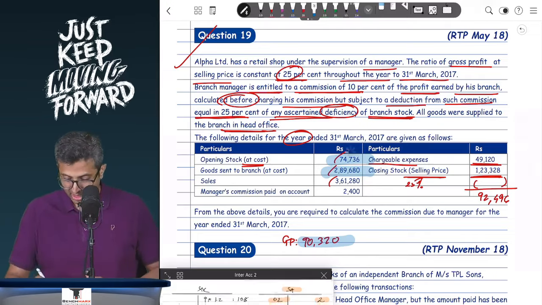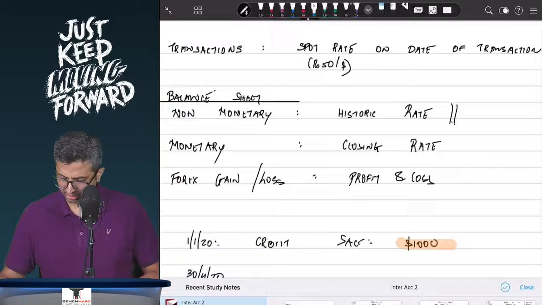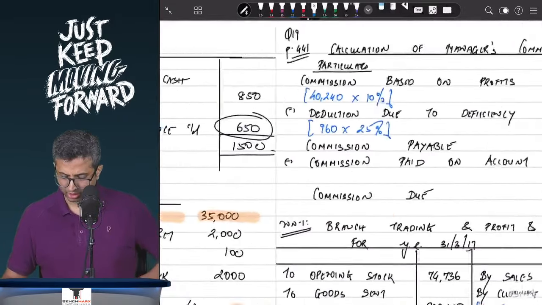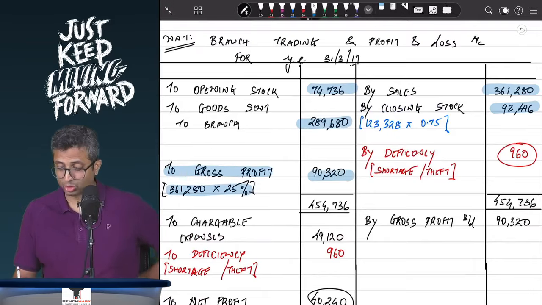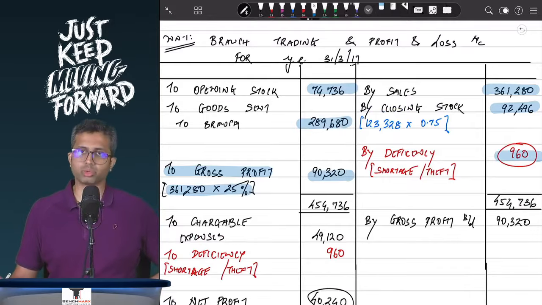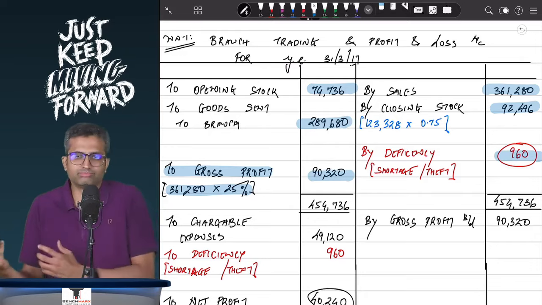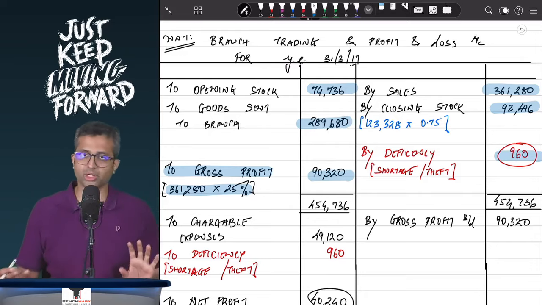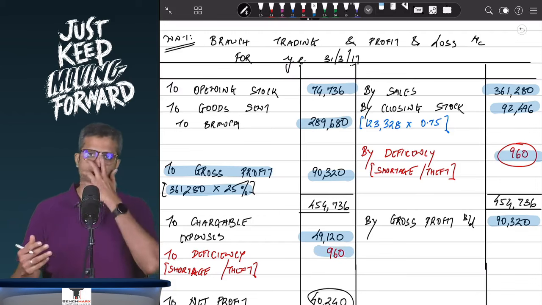If you're not very clear, I'll just pull that up onto your screens so that you are absolutely clear with this adjustment. Over here, when we do this, question number 19, this is your branch trading and profit and loss account. You take the sales, closing stock, which is at cost, opening stock, goods sent to branch, GP is calculated, but after doing this, your trading account does not tally, and hence 960 is a deficiency. Now this is like a loss. You will record it in the profit and loss account. You will take the GP 90,320. There will be some chargeable expenses worth 49,120, and there is another deficiency worth 960.